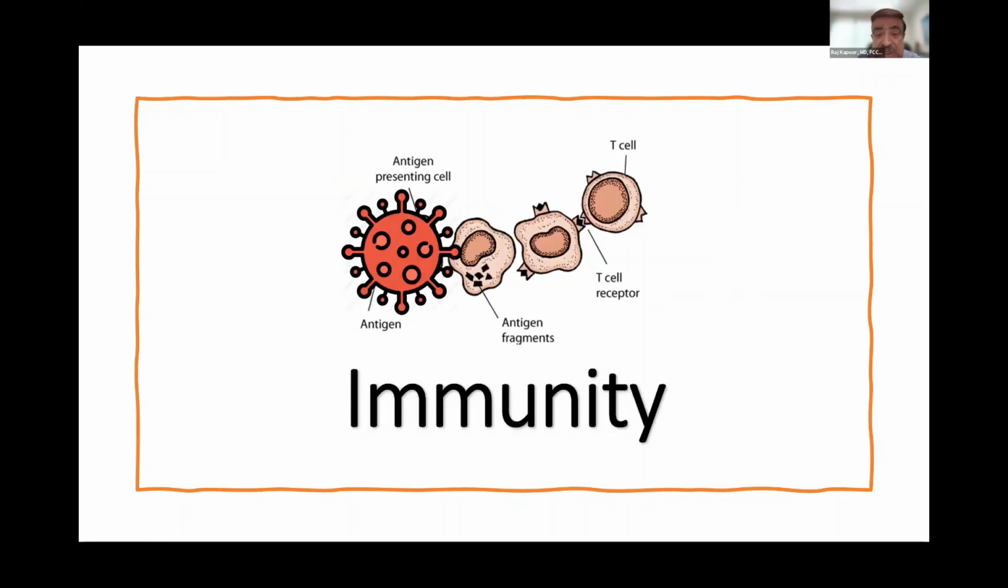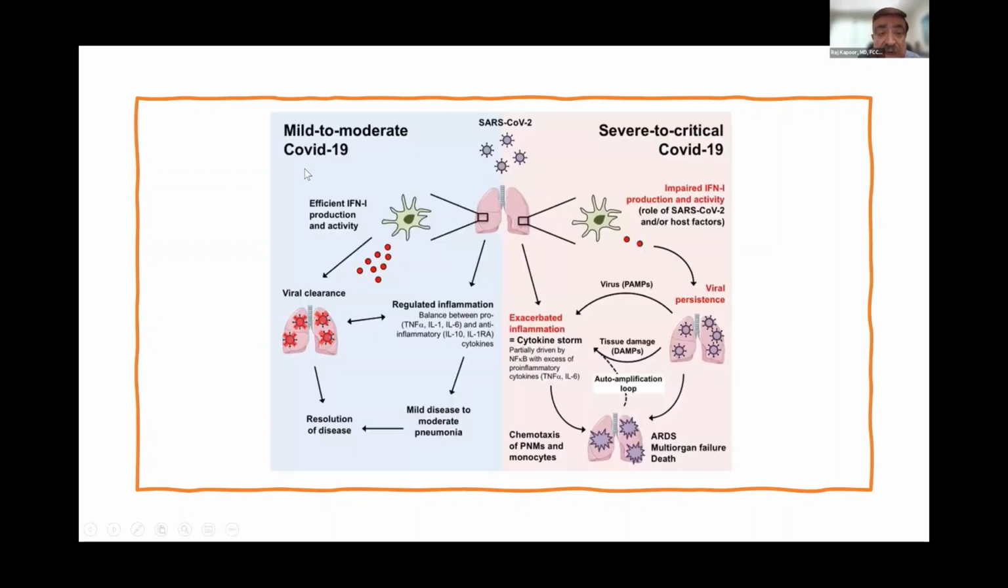The third aspect is the immune response. So when there is mild to moderate COVID-19, there is an efficient production of interferon 1 and activity, and there's viral clearance, and there is a regulated inflammation. So there is cytokine release, which is mild to moderate pneumonia and resolution of the disease.